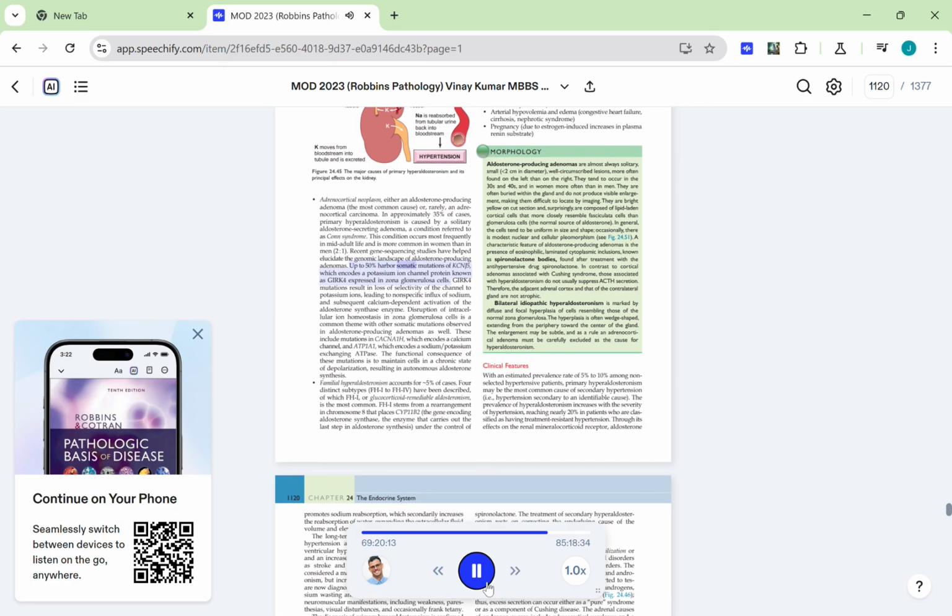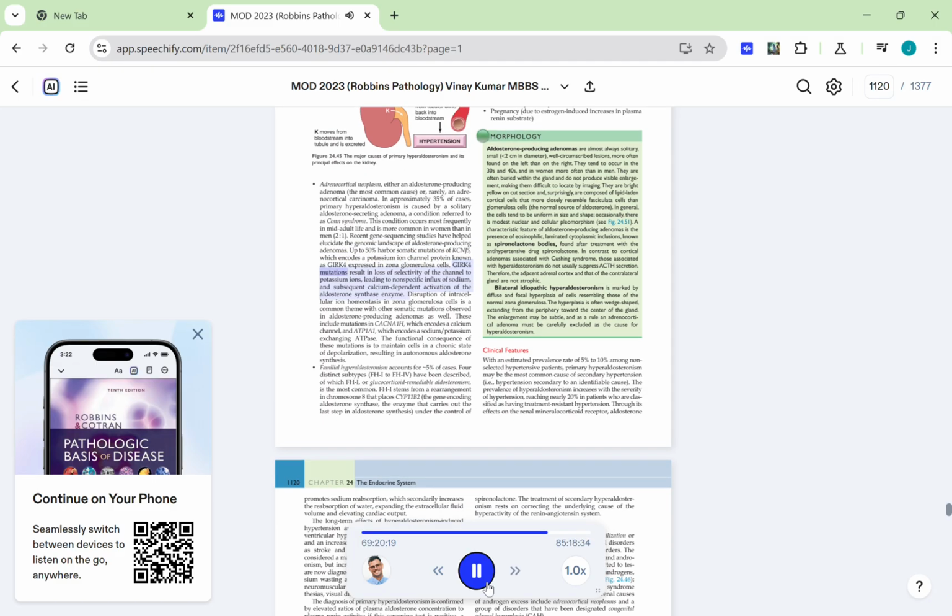Up to 40% harbor somatic mutations of KCNJ5, which encodes a potassium ion channel protein known as GIRK4 expressed in zona glomerulosa cells. GIRK4 mutations result in loss of selectivity of the channel to potassium ions, leading to nonspecific influx of sodium and subsequent calcium-dependent activation of the aldosterone synthase enzyme.